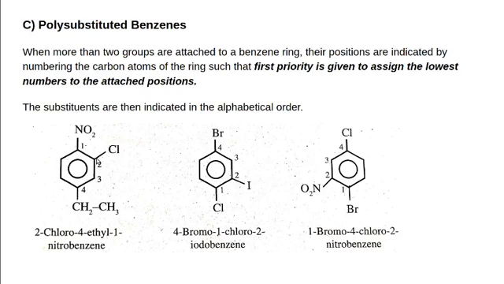So here, 2-chloro. In the naming, the substituents should be named in alphabetical order. 2-chloro, 4-ethyl, 1-nitrobenzene. You cannot name from this carbon 1, 2, 3, 4, 5, 6, because the sum will be very high. If we name from this carbon also, the sum will be very high. 1, 2, 3, 4: the substituent positions will be 3, 4 and 1. So always this numbering is correct. 1, 2, 3, 4: the positions will be 1, 2 and 4.